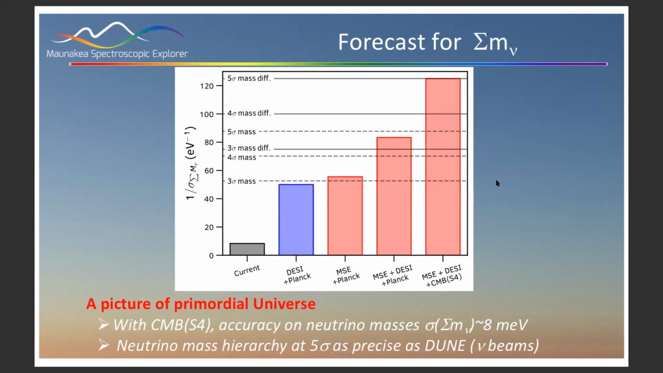This is for the neutrino masses. So in blue, this is what you expect with DAISY. With MSC, you have more or less the same, but as you are going to probe different regions in redshift, you can combine both. And this is what you obtain when you combine MSC and DAISY plus Planck. So this means that you are able to measure the mass difference at the level of 3 sigma. And now if you use CMB S4 instead of Planck, you are at the level of 5 sigma.